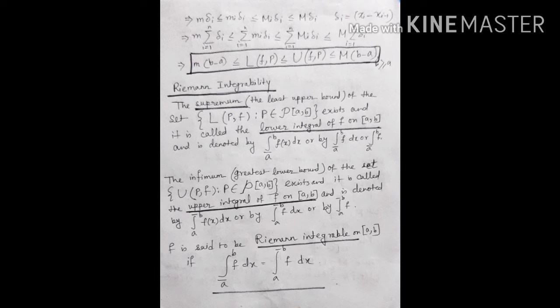So this is our condition for Riemann integrability. That means if the lower integral a to b of f dx is equal to the upper integral a to b of f dx, then the function will be Riemann integrable.